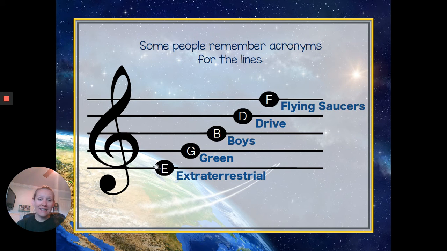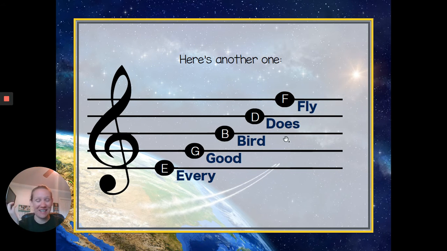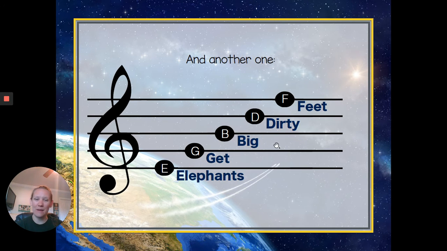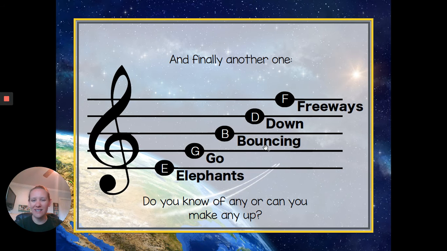Now for the lines, it's E, G, B, D, F. This is silly because it's a space-themed lesson, but extraterrestrial green boys drive flying saucers. That's not what I learned as a little girl. Every good bird does fly. Elephants get big, dirty feet. Elephants go bouncing down freeways. What I learned as a little girl was every good boy does fine, right?